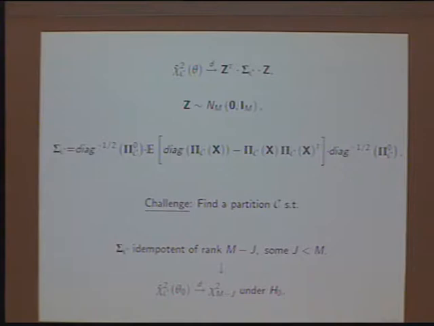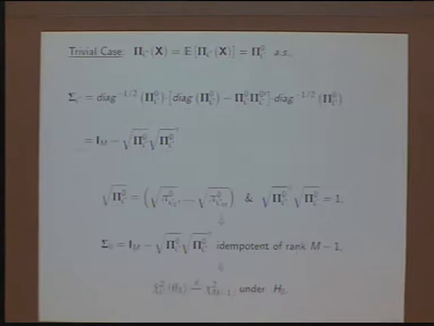In general, what is the challenge? It consists of finding a partition C such that this is independent of the parameters and of rank n minus j for some j, okay? That is, we want to find some partition such that this chi-square evaluated at the true parameters converges in distribution to a chi-square with n minus j degrees of freedom, okay? This is our challenge, okay? Of course, we have a trivial case. The trivial case is the classical one, of course. That is, if the conditional probabilities are equal to the marginals, no?